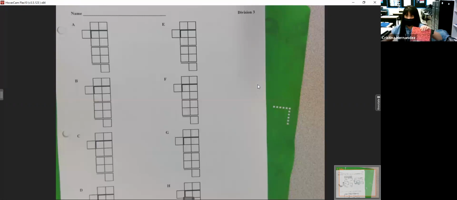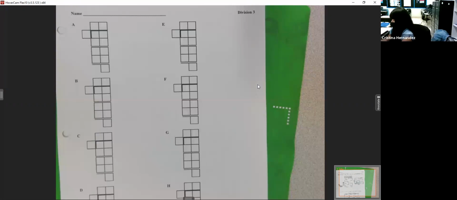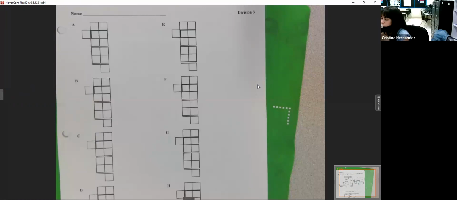Division 3. Did y'all find it? No, I didn't find it. Third from the back, I think, right? Third from the back. Yes, it's the third from the back. Third page from the back. So it's like third to the last page. It's division.